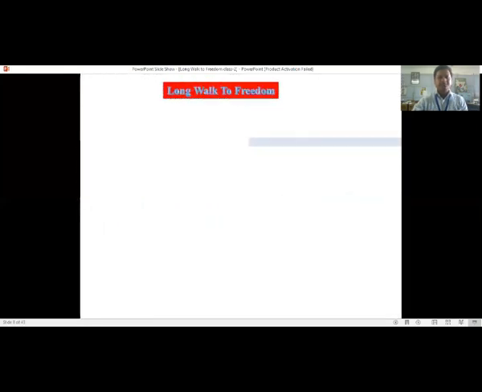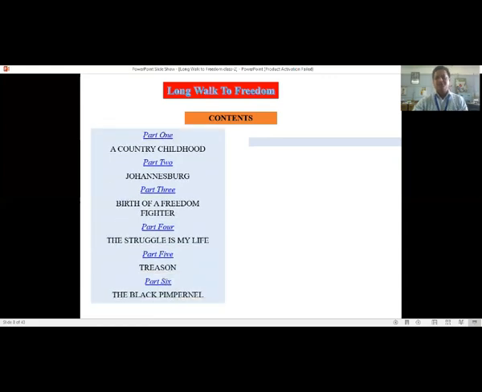Long Walk to Freedom. Contents. What are the contents of the book Long Walk to Freedom? Dear students, you will see there are 11 parts of the book. I'm going to tell you the names of each part. Part 1, A Country Childhood. Part 2, Johannesburg. Part 3, Birth of a Freedom Fighter. Part 4, The Struggle is My Life. Part 5, Treason. Part 6, The Black Pimpernel.